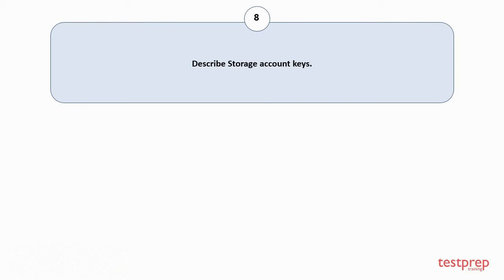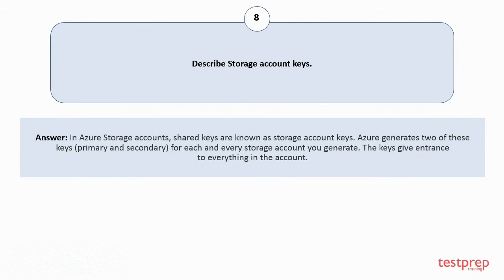Question number 8, describe storage account keys. Your answer is: in Azure storage accounts, shared keys are known as storage account keys. Azure generates 2 of these keys, primary and secondary, for each and every storage account you generate. The keys give access to everything in the account.